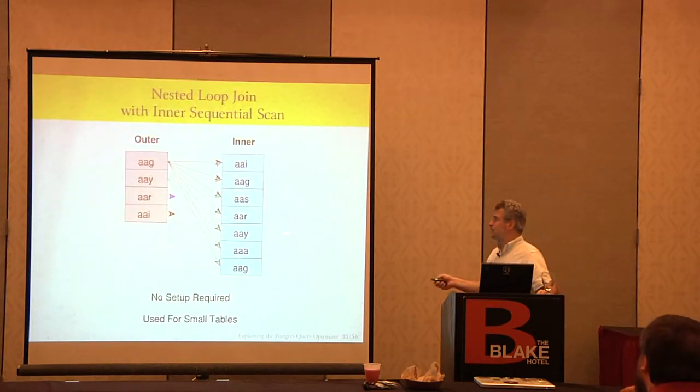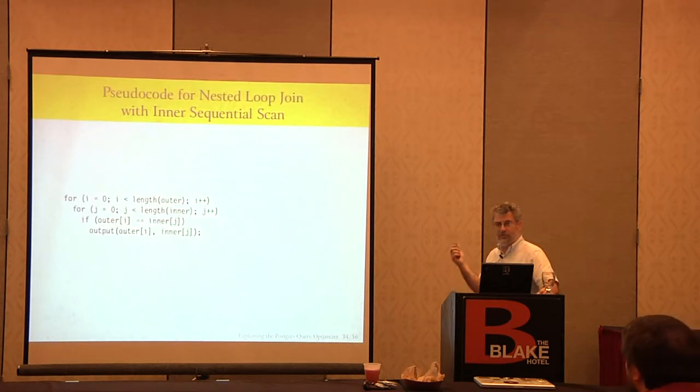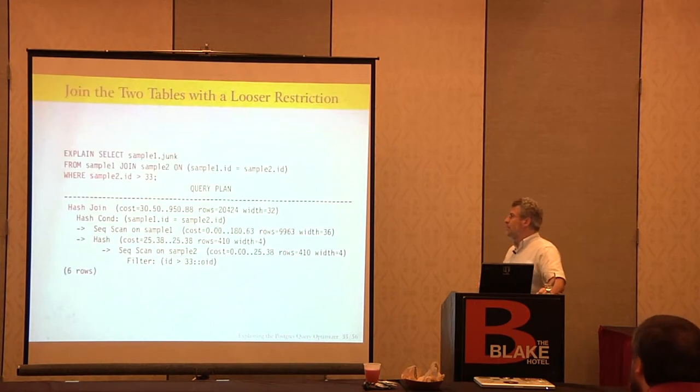Nested loop actually looks like this. It's basically every row is touching every other row. Again, completely bizarre, but it's basically comparing every row to every other row. And this is what the pseudocode looks like, very, very trivial.